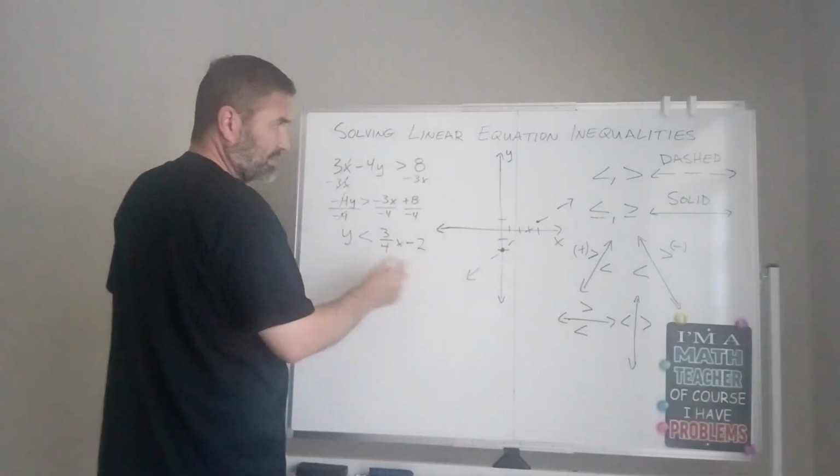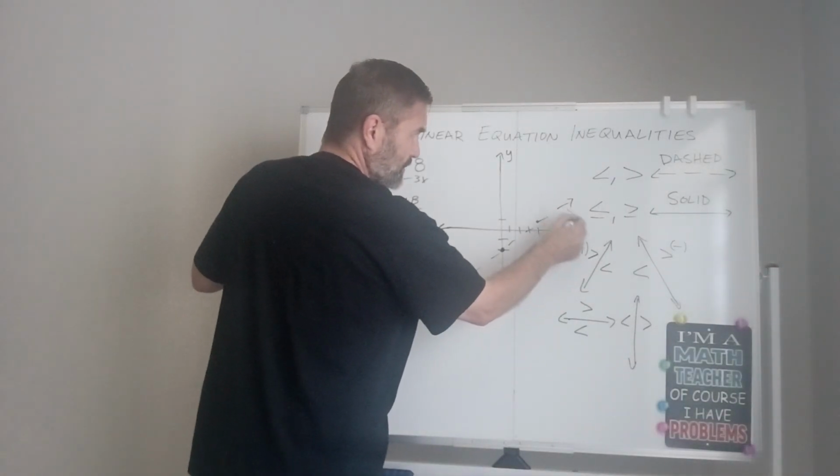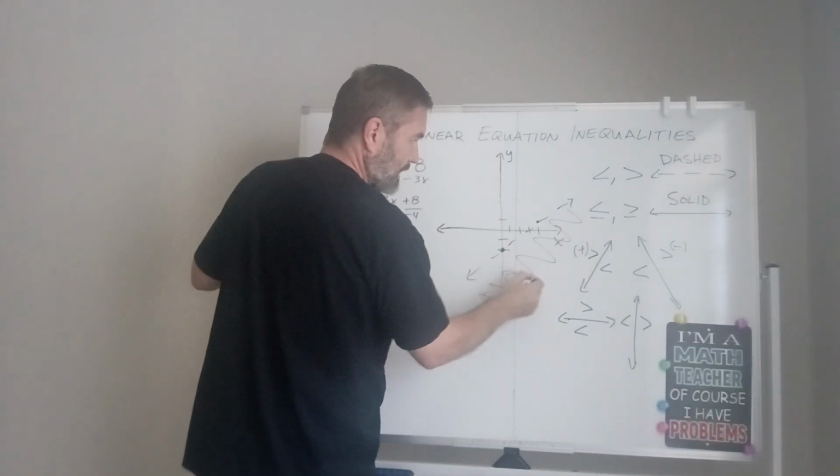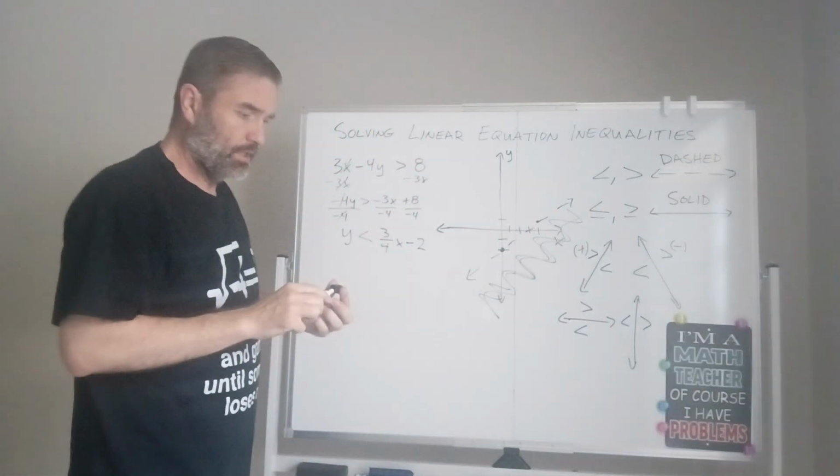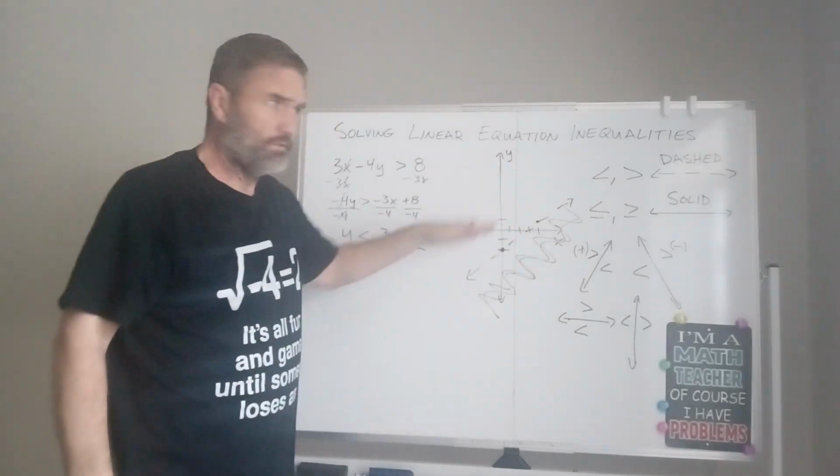Now, where do I shade? Well, less than is down here, so you're going to shade down here. And that's it. That's your solution. You graphed the line, you shaded, you figured out if it was dashed.